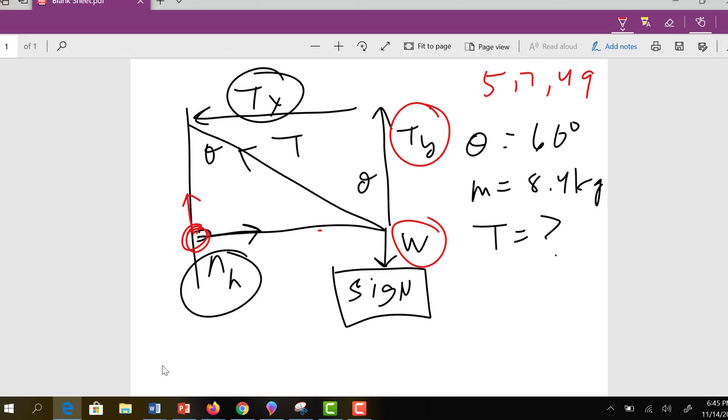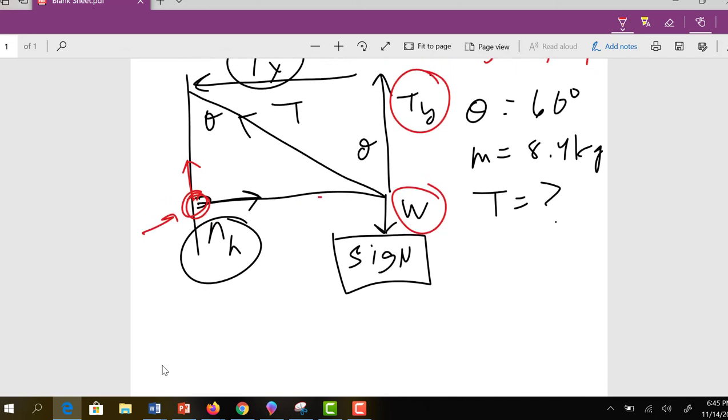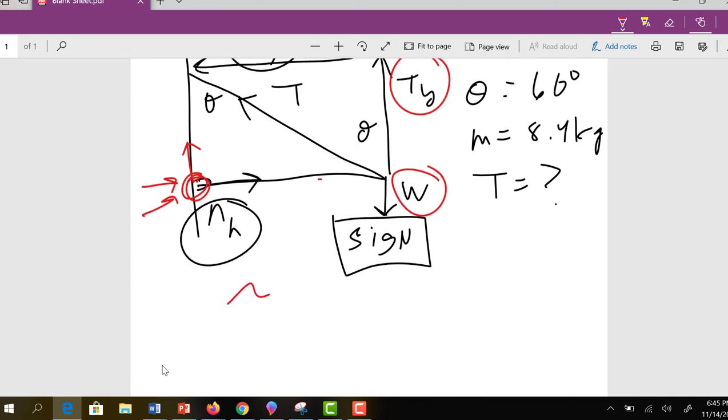Okay, so again, we'll use this as our pivot point. That way we don't need to know the normal from the hinge. We don't need to know anything about any hinge forces. So all the torques are balanced about this point right here. So I've got the torque, because of Ty, has to be equal to the torque because of the weight.